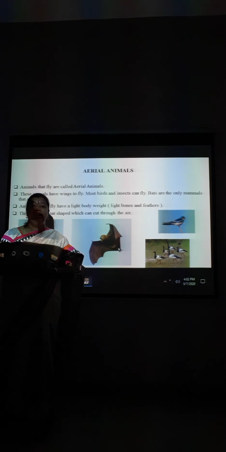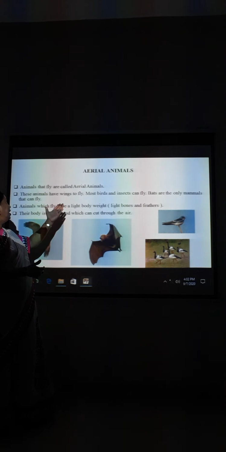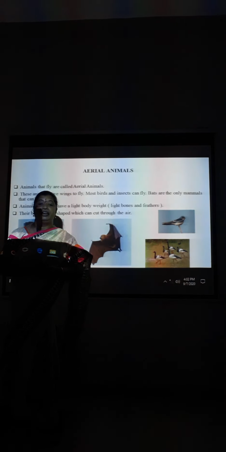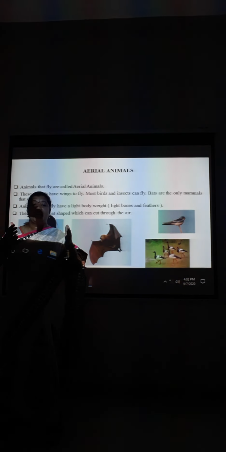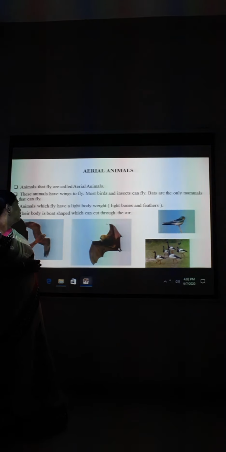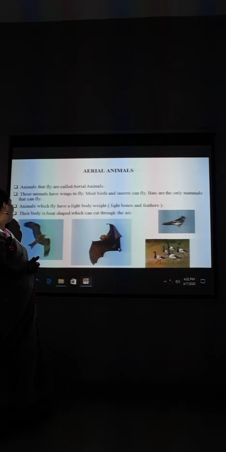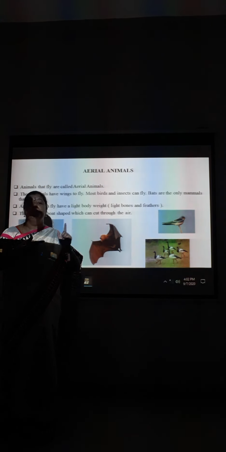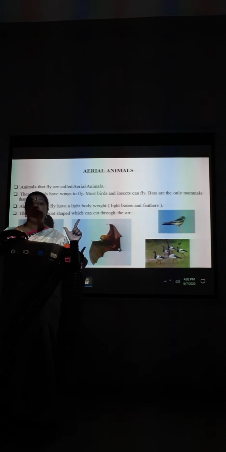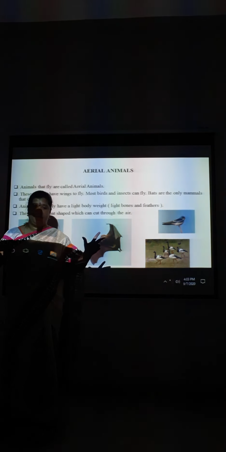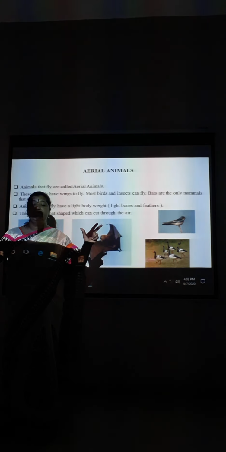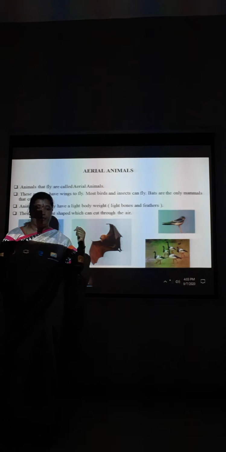Next is aerial animals. See, beautiful pictures we can see here. Animals that fly are called aerial animals. So what are aerial animals? The animals that you can see flying in the air are called aerial animals. These animals have wings to fly. Most birds and insects can fly. Bats are the only mammals that can fly. So here, which animals come under aerial, children? Birds and insects. How do they fly in the air? They have wings. Through the wings, they fly in the air. But the bat is the only mammal that can fly in the air.